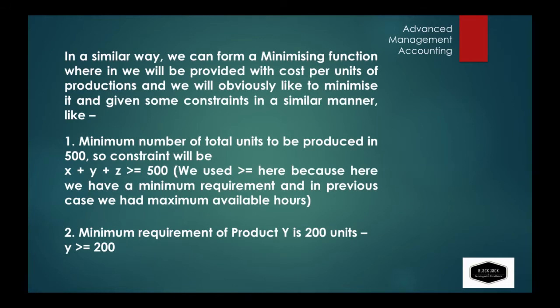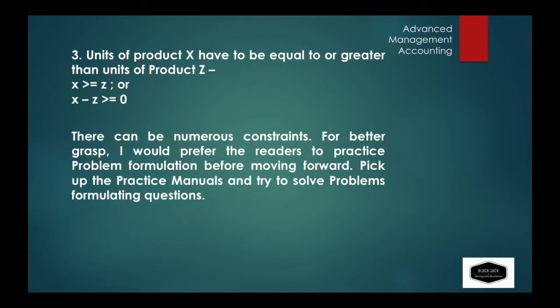Minimum requirement of product Y is 200 units. So, Y is more than equal to 200. Units of product X have to be equal to or greater than the units of product Z. So here this can be written as X is more than equal to Z, or X minus Z is more than equal to 0. There can be numerous constraints.